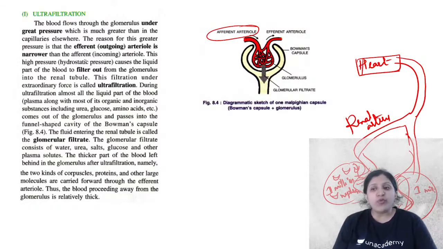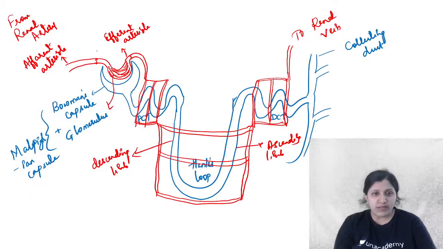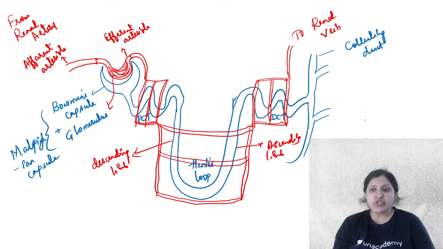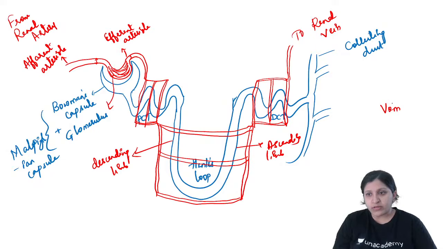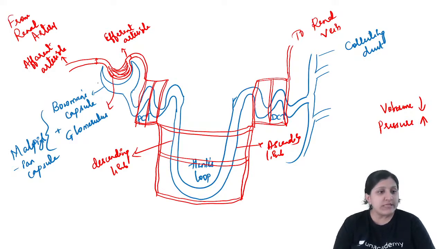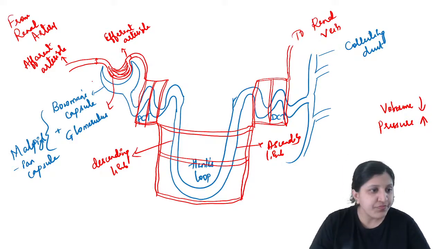Through this, whatever blood is coming over here is flowing with a particular pressure. As the blood comes, it is going to enter, and you know here the narrow diameter is there, and in the afferent arteriole also there is a narrow diameter. Usually whenever the volume is less, the pressure is going to increase. So in this case, since the volume is less over here, what is happening now?